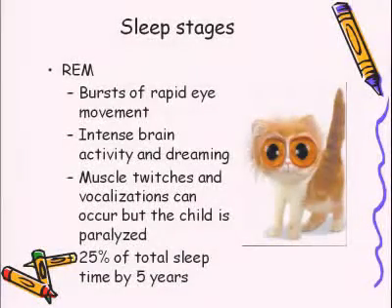So the rapid eye movement sleep, this is where they've got the rapid eye movement happening under their lids. There's intense brain activity, and this is when children dream. There's muscle twitches, and they can vocalize, but they're paralyzed, so they can't get up and move around when they're in their REM sleep, which is a good thing, because that's where they have nightmares, and you wouldn't want them acting out their nightmares if they could move around. So that's a good thing. It's about 25% of their sleep time by the time they're 5 years old, but when they're babies, it occupies about 50% of their sleep time.